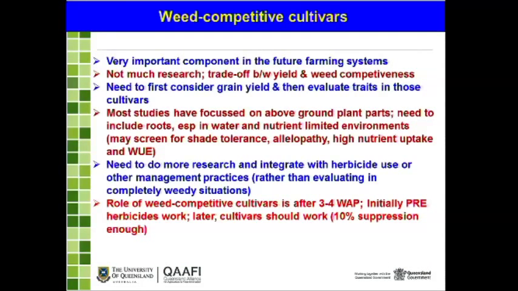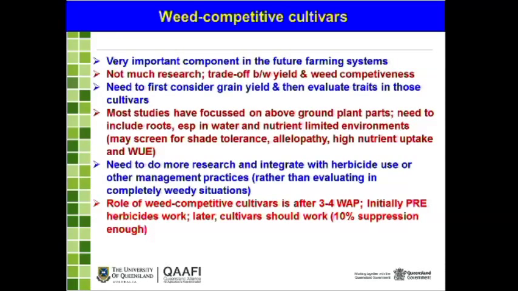Okay, weed competitive cultivars are a very important component in future farming, but not much research has been done because there is always a trade-off between yield and weed competitiveness. Whenever we find a good or very weed competitive variety or cultivar, mostly its yield is low, and farmers don't accept that one. So I think we need to consider grain yield first, and then try to find those traits, whether it is leaf area or biomass or height.